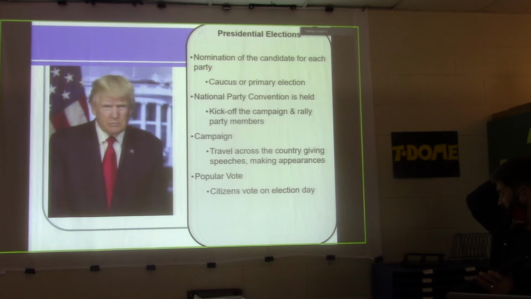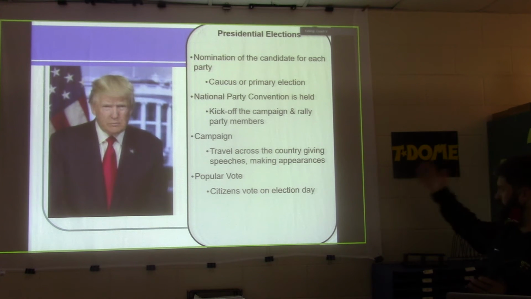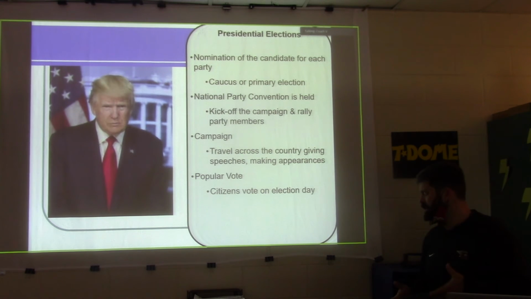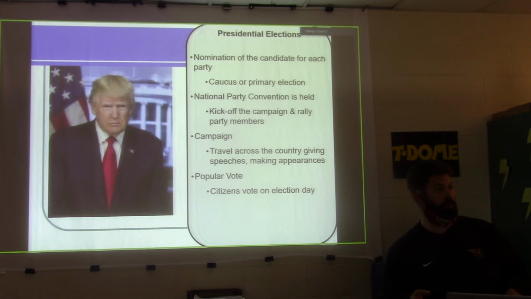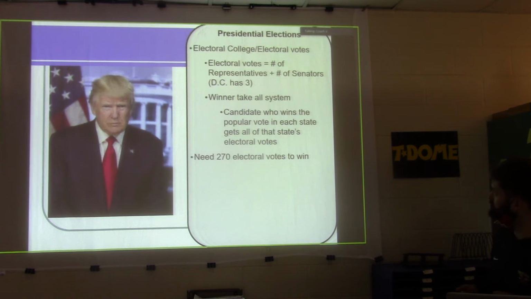Then you have a campaign, so you travel across the country giving speeches, making appearances, and then you have the popular vote. The citizens vote on election day for their president, but if you win the popular vote, does that necessarily mean you are the president of the United States? No. So we have this thing called the Electoral College.